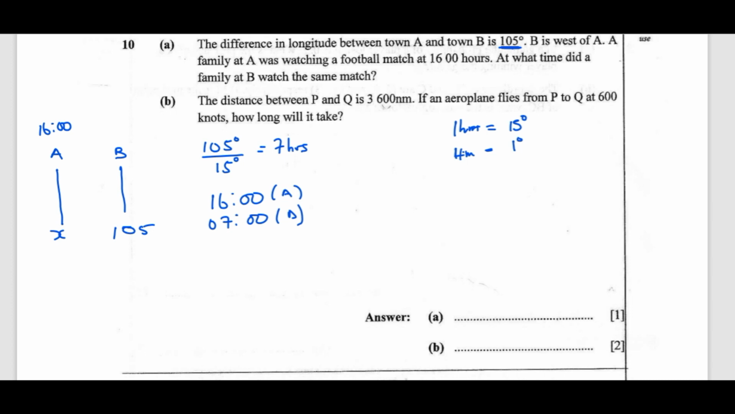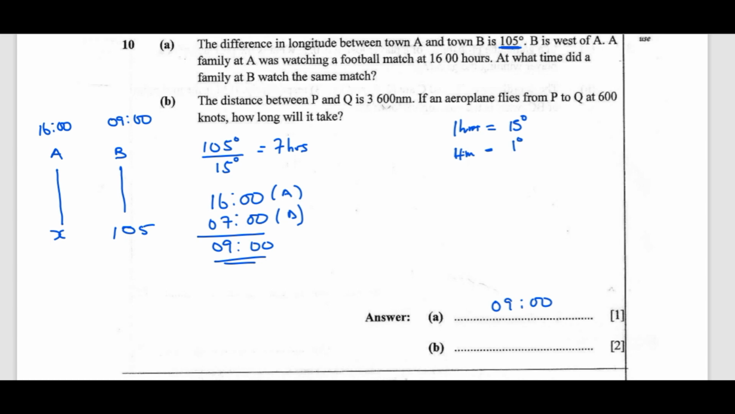Since B is west of A, we subtract. Here 16, when we subtract 7, we're going to have 9 there. So the answer is 09 hours.